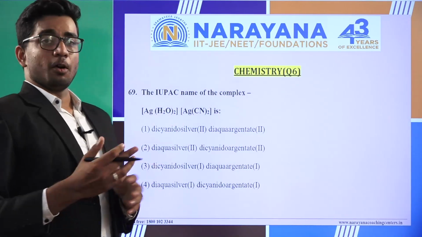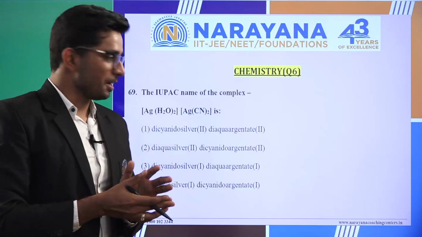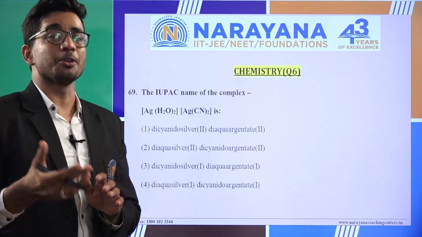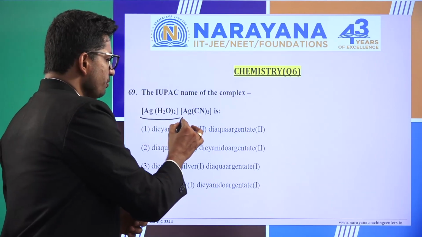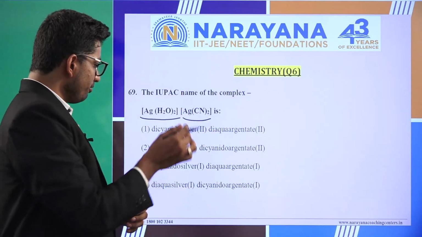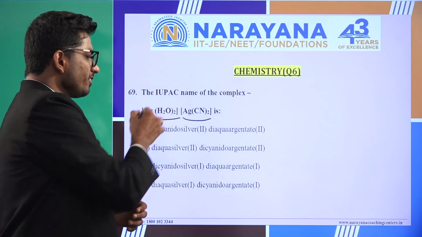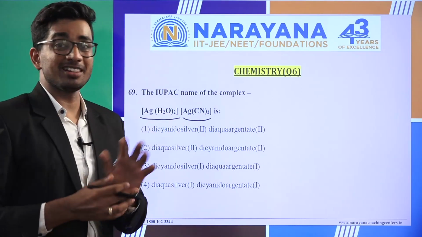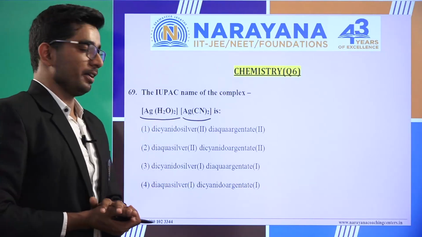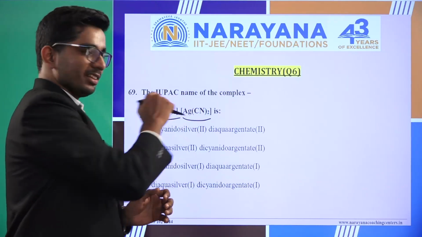The IUPAC name of the complex. So from the coordination compound, we have a question on the IUPAC name. We have two coordination spheres here. If we look, we'll find water is a neutral ligand and cyanide, CN, is a negative ligand. So this is neutral and this is negative.